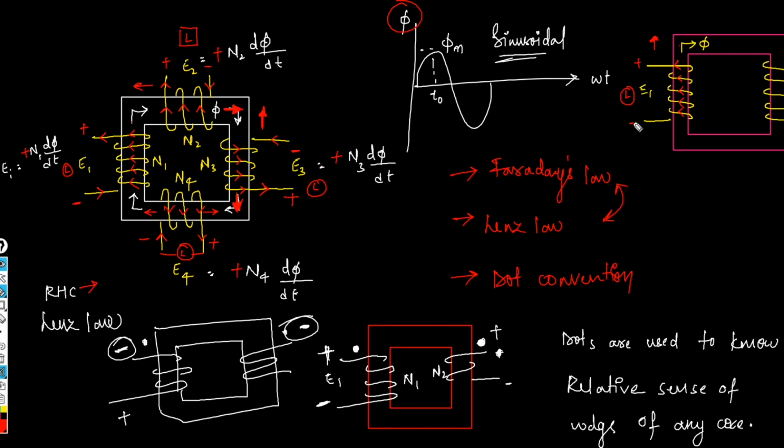So this is the polarity of this particular direction. Suppose I assume plus here, and this is the dot I have been using. Now in this winding, the original flux direction is in this way. The resultant should be in this way. Therefore, the current should be flowing in this particular direction. So this is the plus terminal and this is the minus terminal.